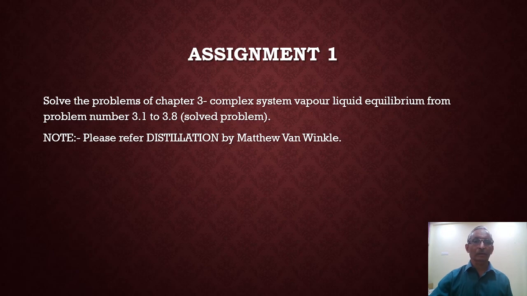Then you have to submit one assignment. This assignment is related to the solved problems given in the Van Winkle book. You have to solve the problems and submit them on a link I am going to provide. The problems are from 3.1 to 3.8. All are solved problems. See the difficulties you face, which are given in the book by Van Winkle. The name of the book is Distillation. Refer to this book, solve the problems and submit them. We will discuss the difficulties you face.